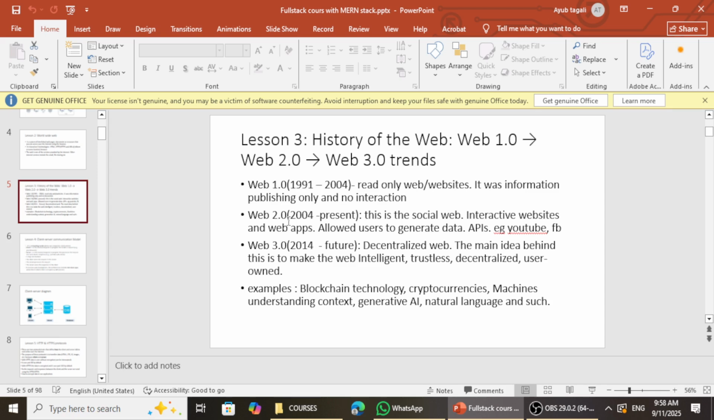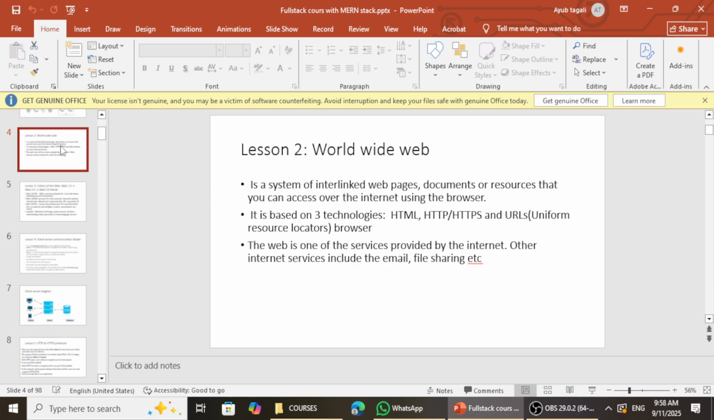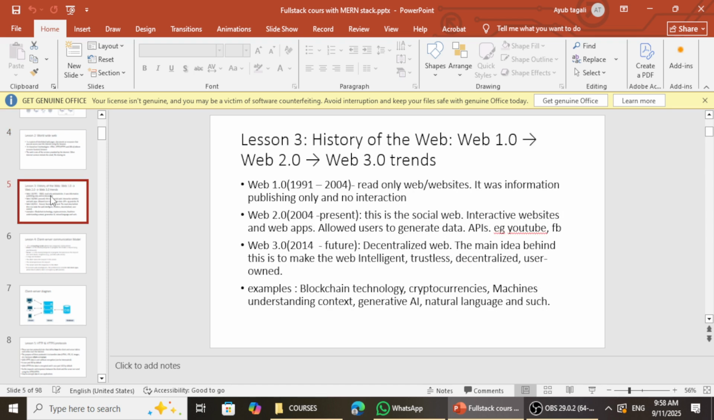So this is the prerequisite lessons before you start your full stack class, and in our previous lesson, in lesson 2, we have introduced what is World Wide Web, and we introduced the three main technologies on which the World Wide Web is based. In this particular lesson, we want to look at the history of the web and see how the web has evolved over the time.